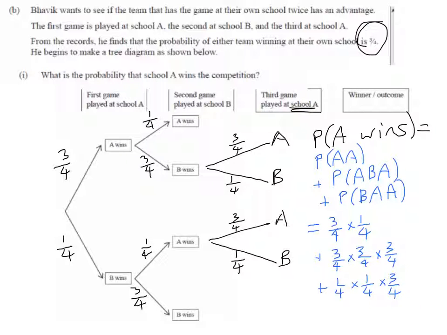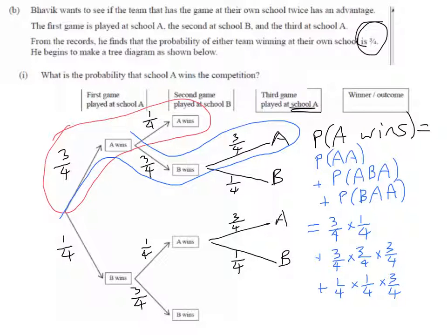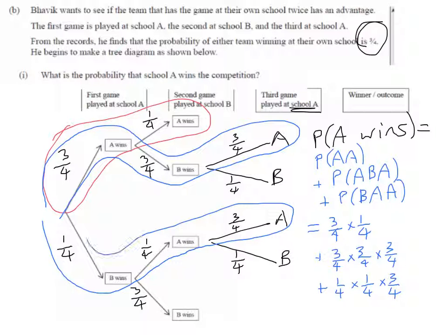So if you look on the tree, I'm just going to go through that really slowly to make sure you've got it. A wins the first two, is that one there. A wins, then B wins, then A wins, is that one there. And the third one is what happens when B wins, then A must win the next two.